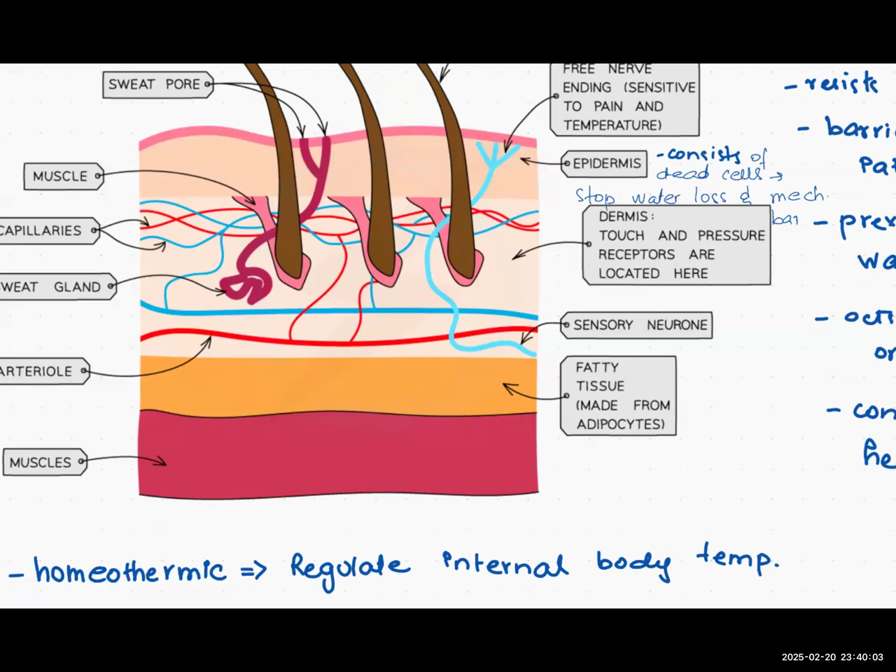Then you have the hypodermis. Hypodermis is the fatty tissue, okay. And then we have the dermis. Dermis contains your touch and pressure receptors. It also includes your sensory receptors, blood vessels, all of these.